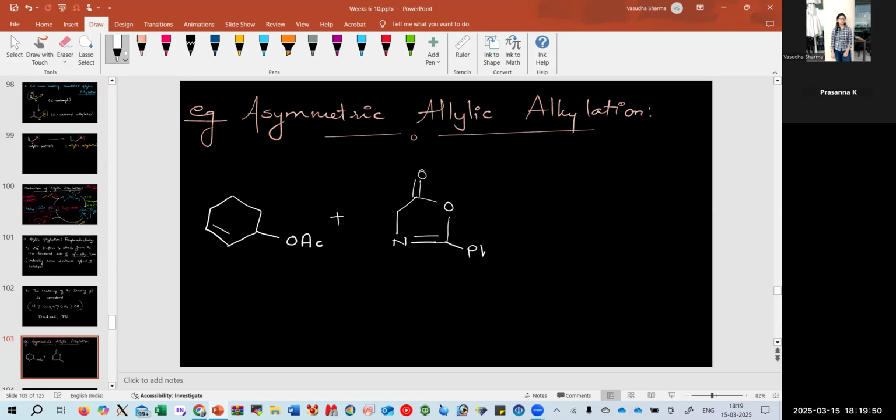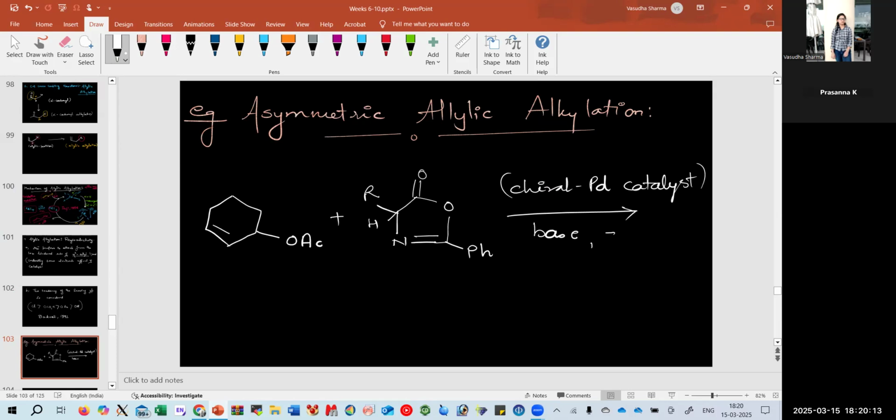Double bond, and here it is phenyl. Here it is our group having an H as well. And we will be including a chiral palladium catalyst, which will be having two sites vacant, in presence of a base and solvent. So what do we expect? What would it form over here?